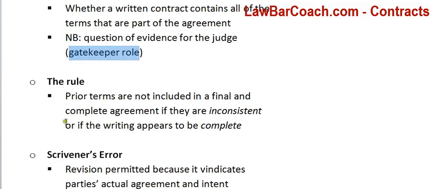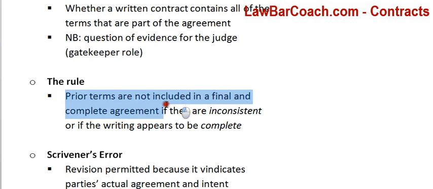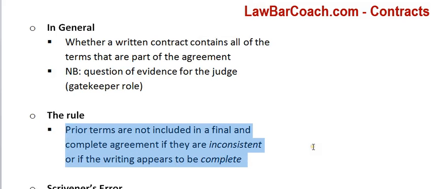So, here we go. Prior terms are not included in a final and complete agreement if they are inconsistent or if the writing appears to be complete. Okay, so let's break that down and take the example, like I was saying: we have a prior oral agreement that a certain type of washer fluid would be used. Well, let's take a look.